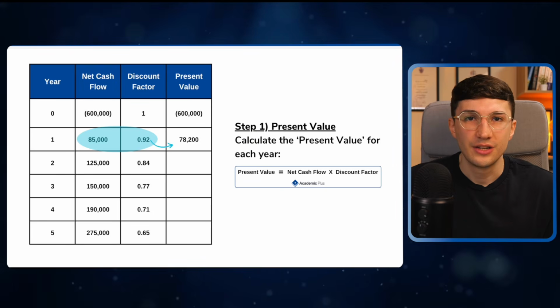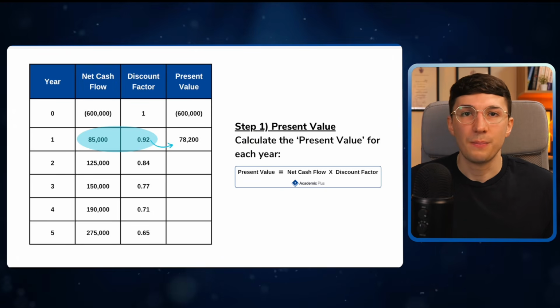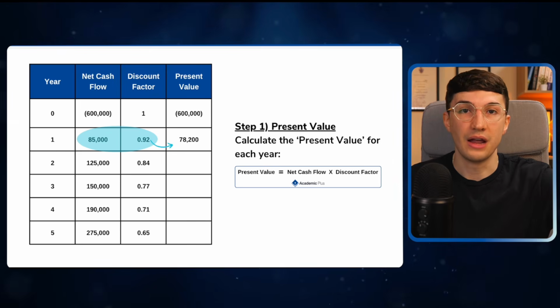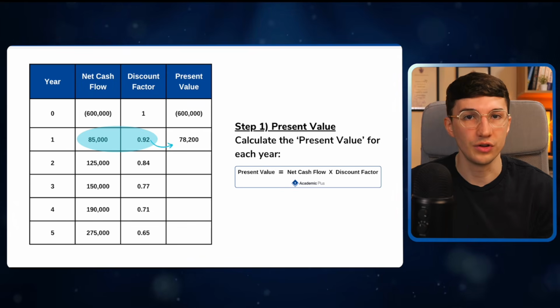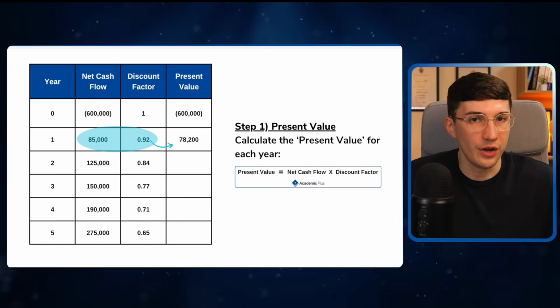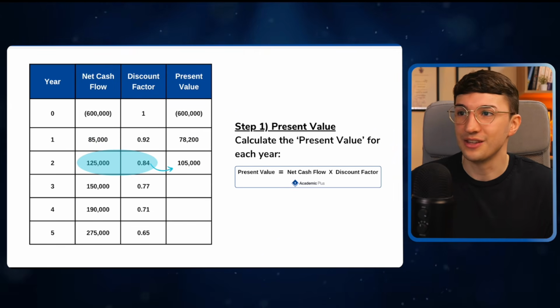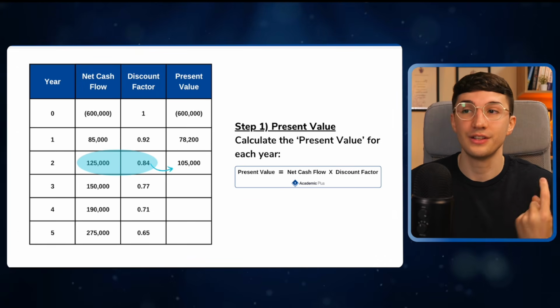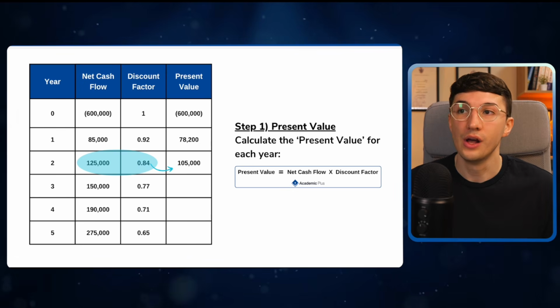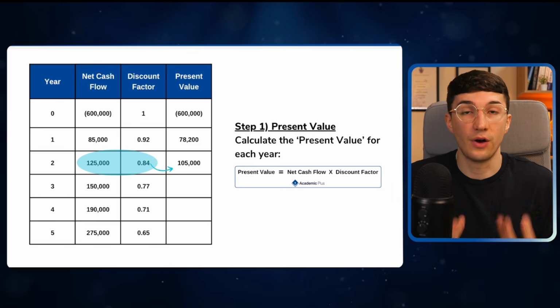£78,200. And what that basically means is that £85,000 that we record from 1 year from now in today's world is only worth £78,200. So it's not as worth as much as we thought it would be. Then we do the exact same thing for year 2. So we do the net cash flow, £125,000, multiply the discount factor 0.84, gives me a present value of £105,000.